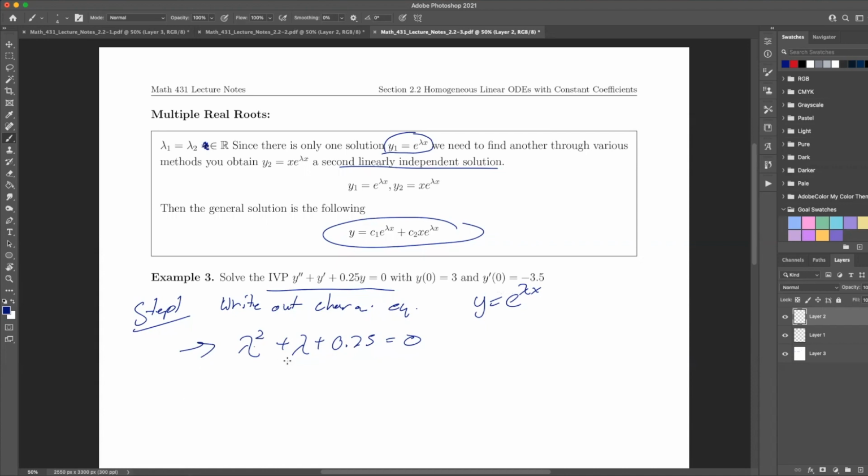So write this. Then we need to solve it. So write out the characteristic equation and solve, right? So let's solve this thing. If I solve this one out, what do I get here?